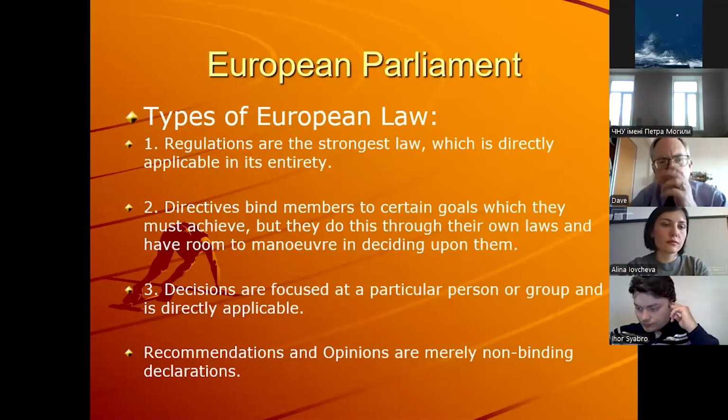Now, number two, this is a little bit different. It's called a directive. It is a European law. It's a different type of European law. The goals are more flexible. Well, there are goals. Let me say it better than that. The goals are not flexible, but how you go to those goals is flexible. The method that you go is flexible.